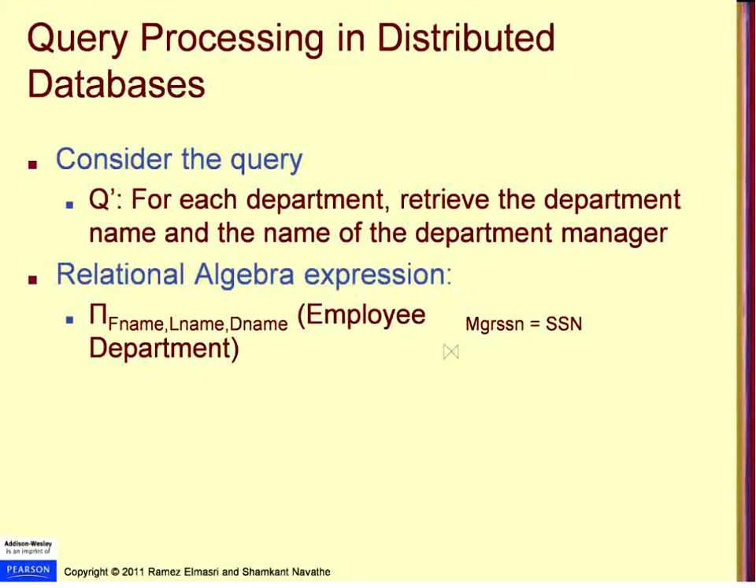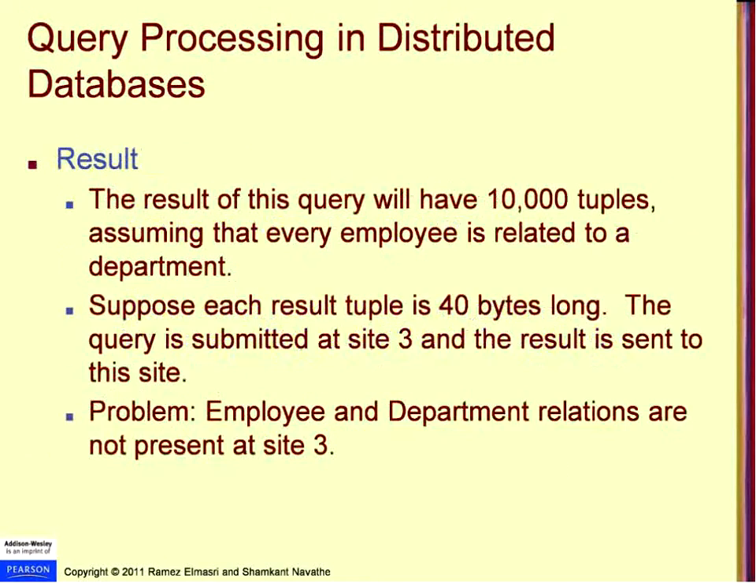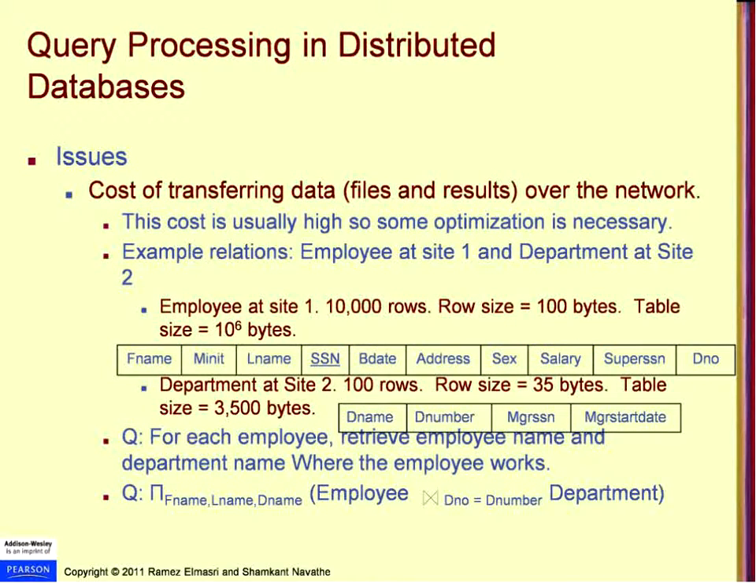Now consider another query. This Q prime, for each department, retrieve the department name and the name of department manager. So let's go back and see how it looks. Okay, now for each department, retrieve the department number and the name of department manager. It means you will see the manager SSN from here, and then you will locate the SSN over here and you will find the first and last name.